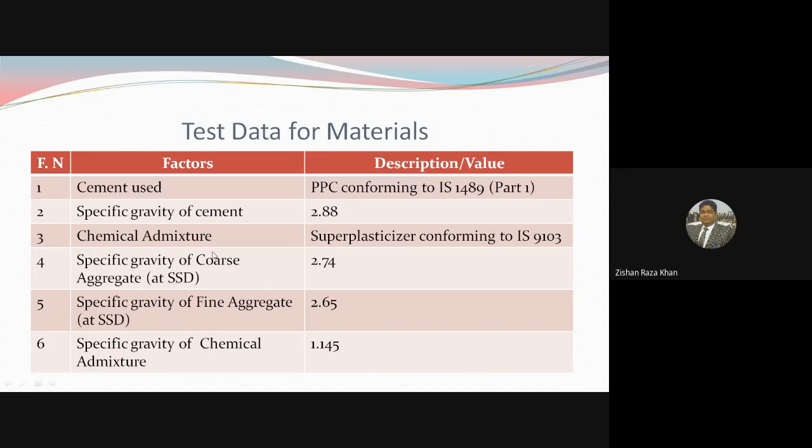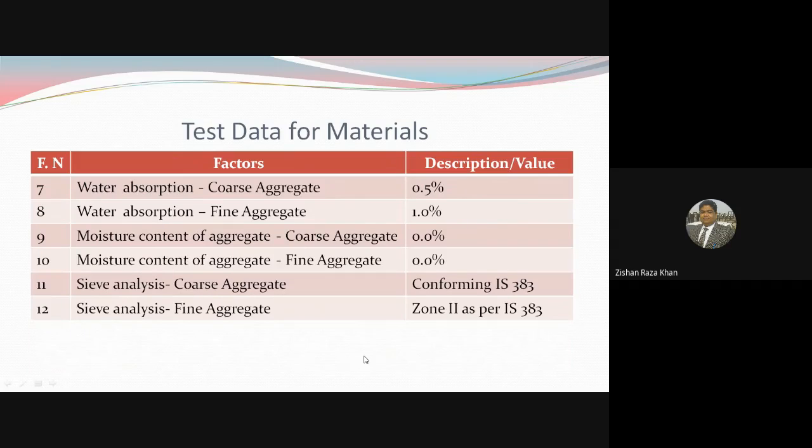Now, specific gravity of chemical admixture is taken as 1.145. See, this is the data which is needed for the moisture correction. Water absorption for coarse aggregate is 0.5% and water absorption for fine aggregate is 1%. So fine aggregate can take water up to 1% of its weight and coarse aggregate will take water up to 0.5% of its weight. This is the maximum limit, okay? This is the virtue of the material.